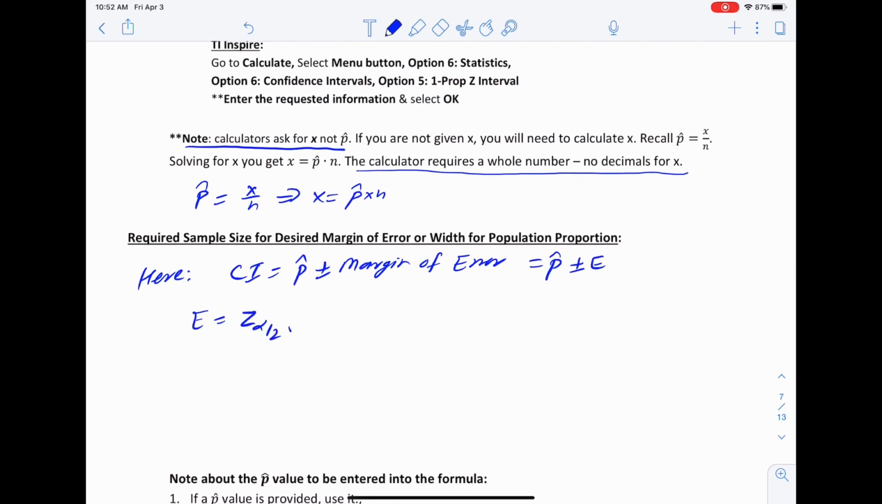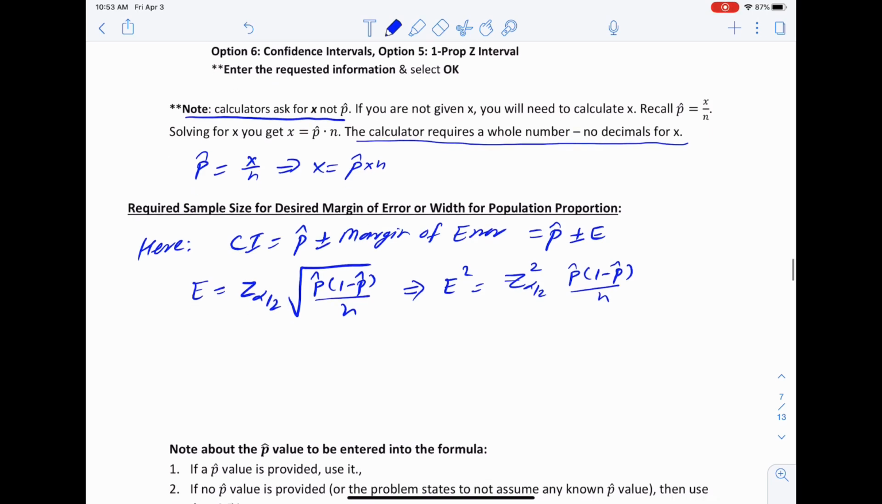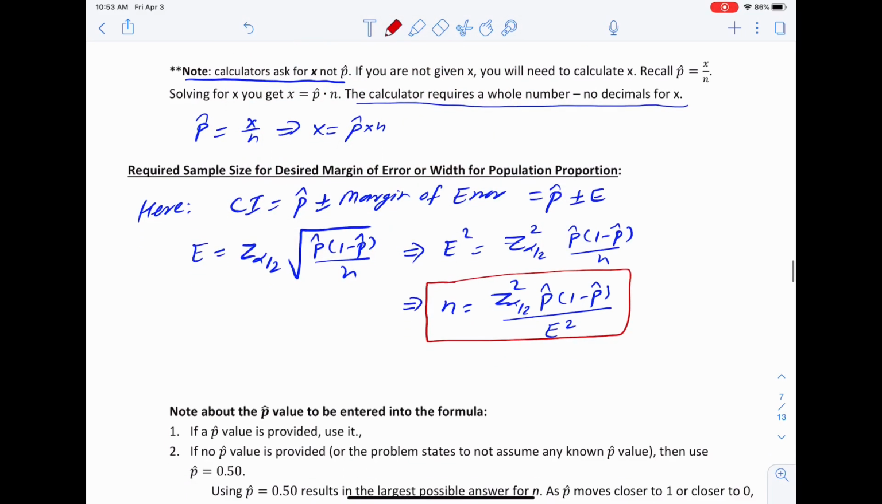z alpha over 2 square root of p hat times 1 minus p hat over n. Now if you square this, that's z alpha over 2 squared times p hat times 1 minus p hat over n. And if you solve this for n, you will get z alpha over 2 squared times p hat times 1 minus p hat over E squared. So that's the formula we use to find the required sample size.